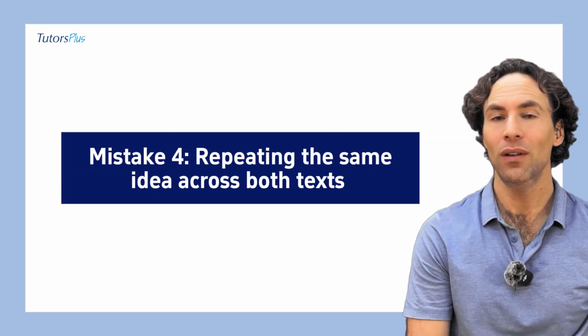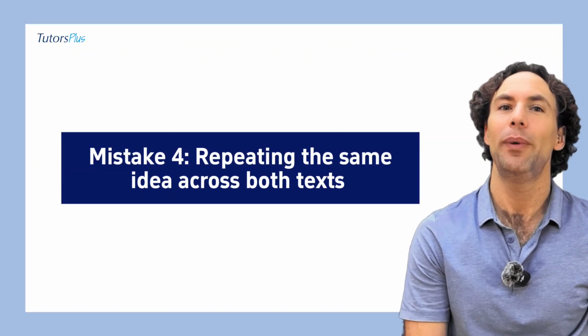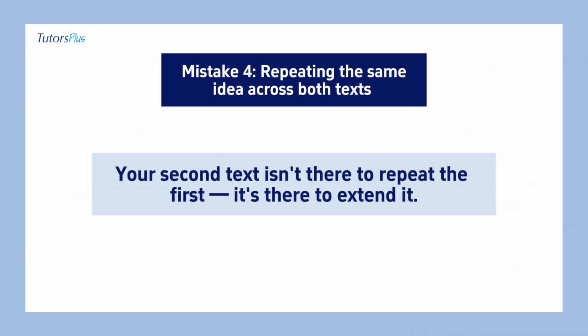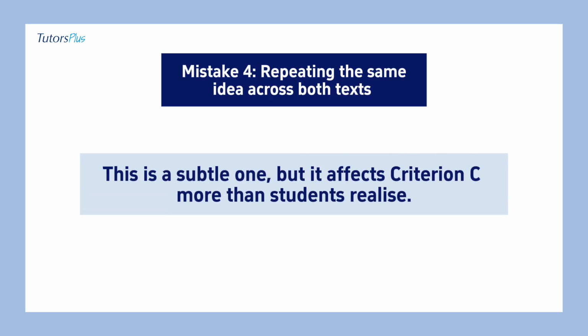And then mistake 4, and this is crucial: repeating the same idea across both texts. Your second text isn't there to repeat the first. You have to extend it, go beyond. It's there to develop it. And this is a subtle one, but it also affects Criterion C more than a lot of students realize.